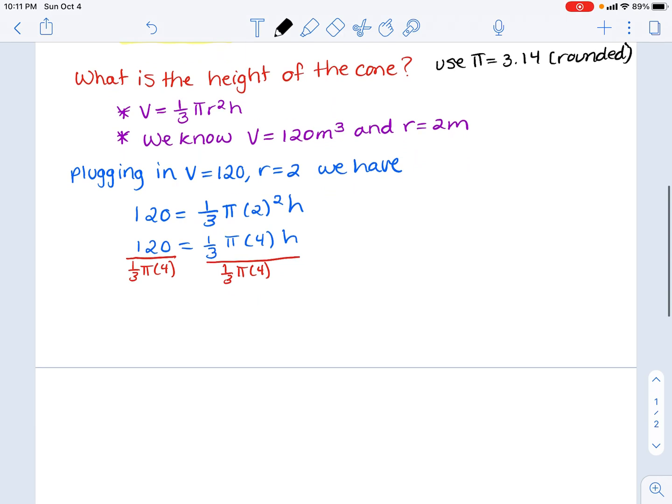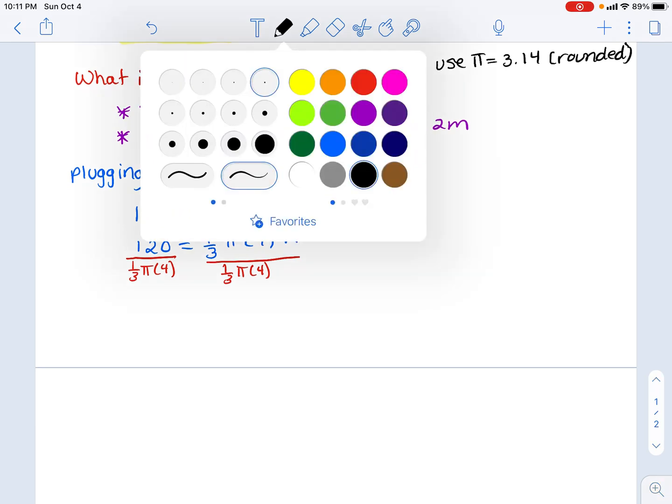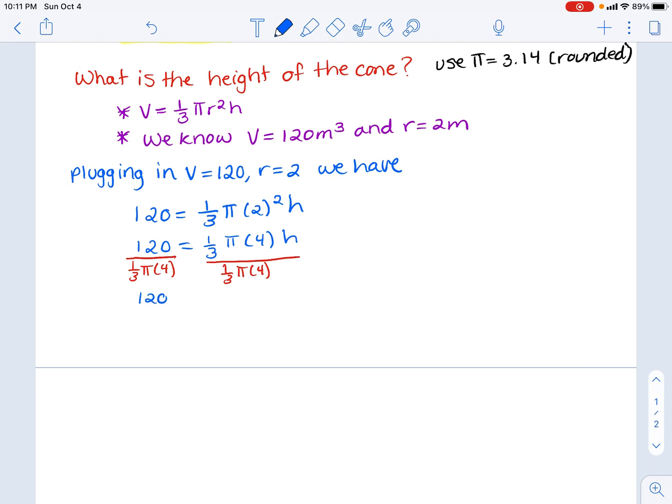So I'm going to substitute that in. This is going to be 120 over 1/3 times 3.14 times 4, and this is equal to h, because on the other side, when I divided 1/3 pi times 4 by 1/3 pi times 4, all of these cancel because they just become 1. 1/3 divided by 1/3 is 1, pi divided by pi is 1, and 4 divided by 4 is 1.